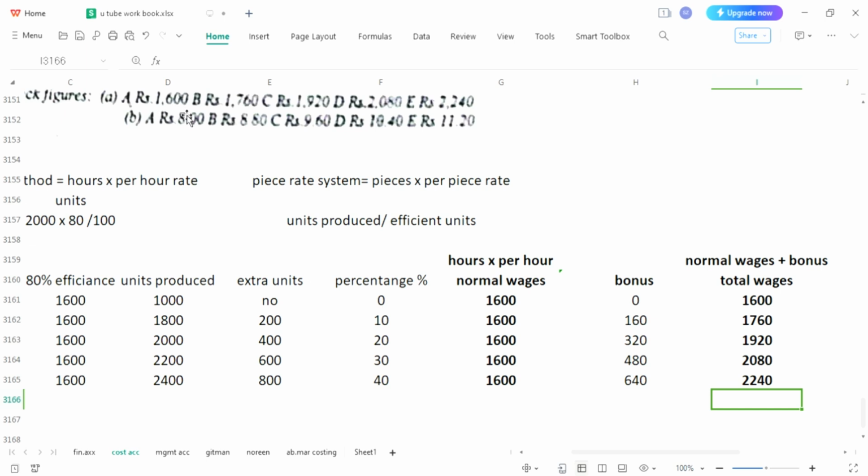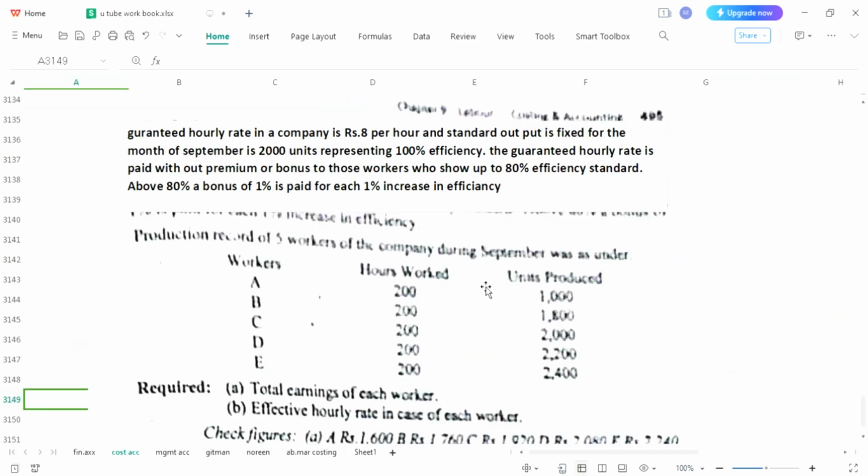It means our first part has been completed, and you can review the answers. First 1600, second 1760, third 1920, next 2080 and 2240. So first part has been completed. Come over here and see what part B was saying: effective hourly rate in case of each worker.